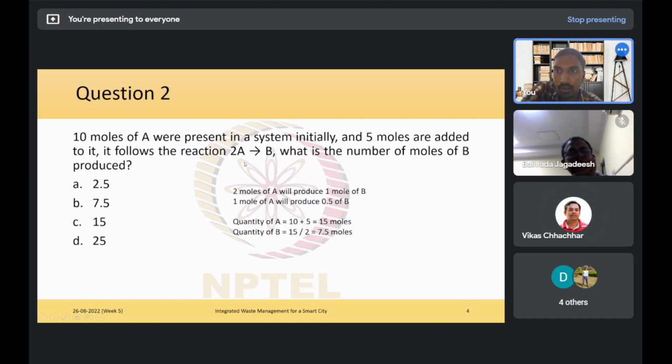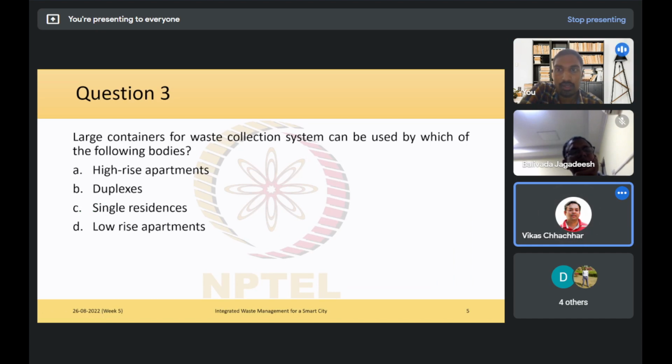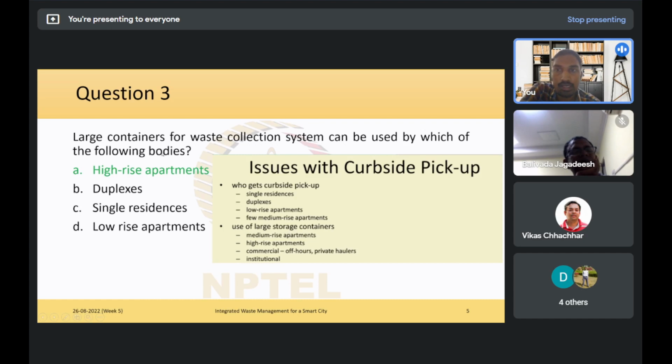And question two we just saw. Question 3 is about large containers for waste collection. For which type of housing do we use large containers? When we talk about large containers, it corresponds to high-rise buildings, which are large waste generation points. High-rise apartments will generate more waste, so there we use that.